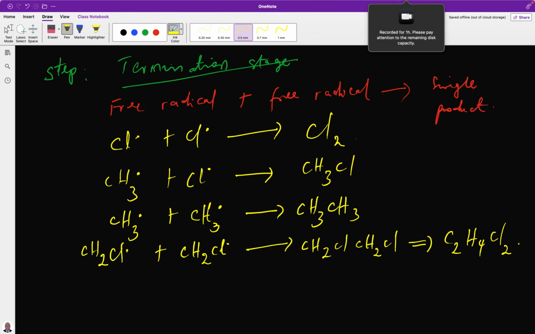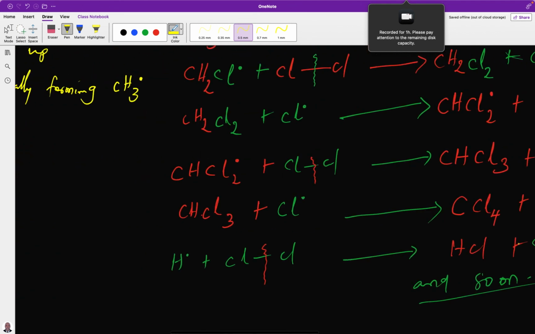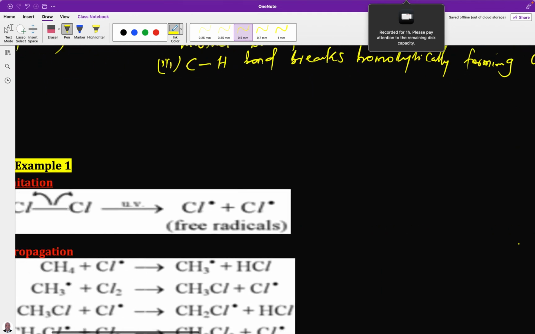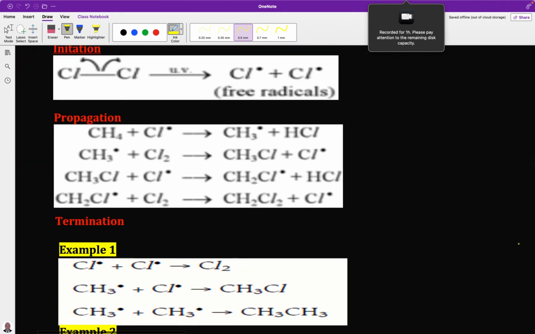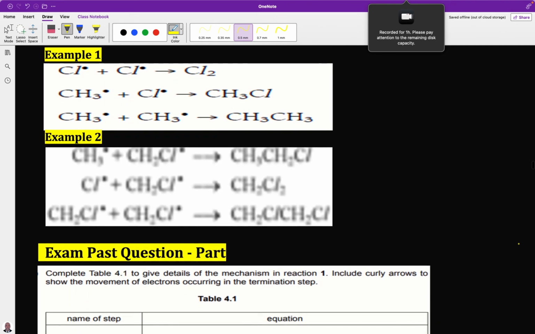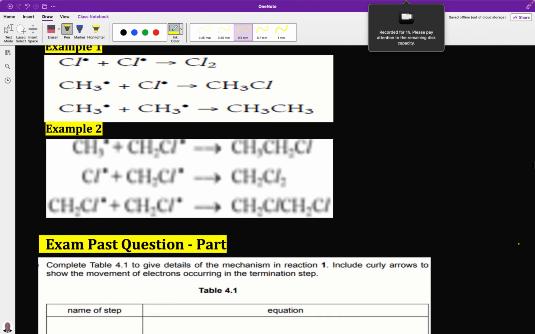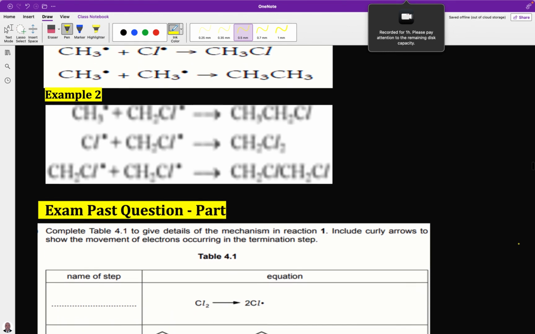Remember that to produce tetrachloromethane, excess chlorine gas is needed. But bromine reacts in a similar way, but the reaction is slower. So these are the examples here. You can see them. These are good examples that you have been given. Example number one, chlorine and methane free radical reacting.